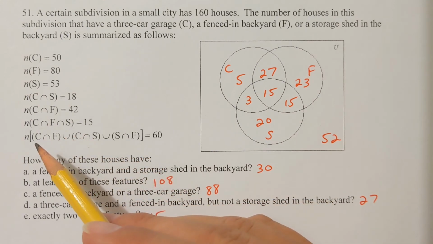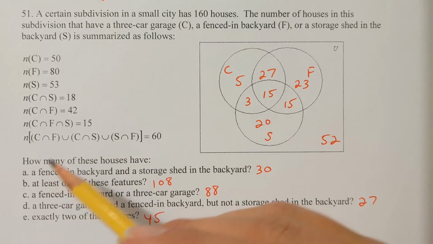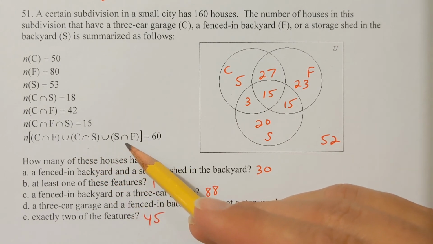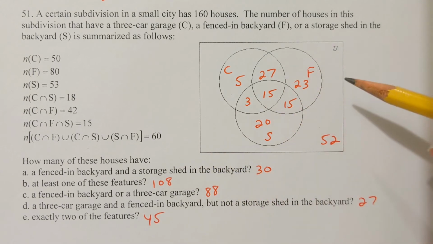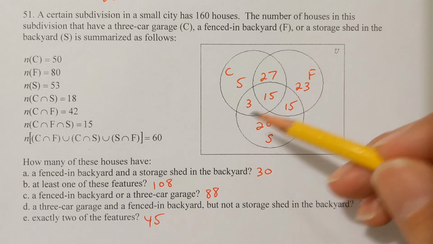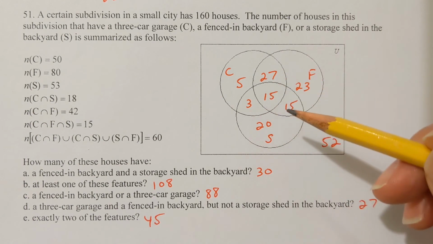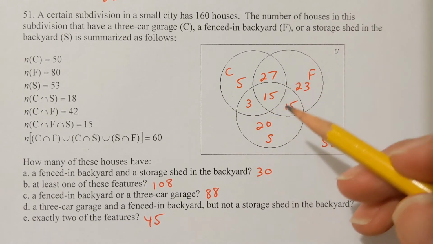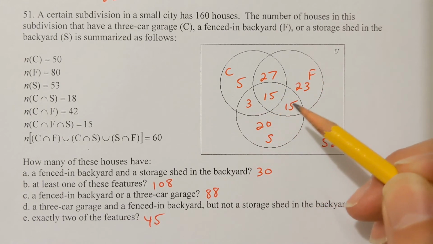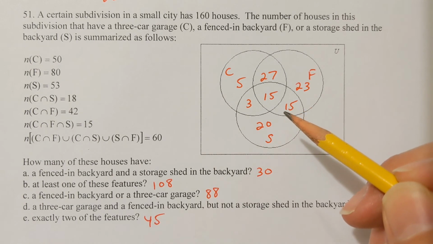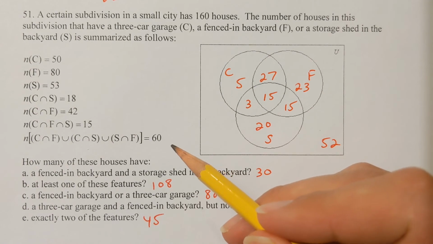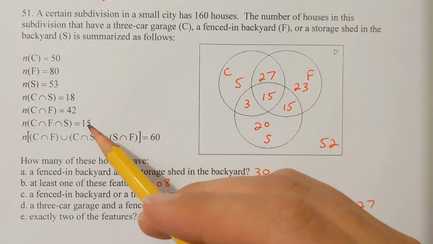Let me go to this one next. The cardinality of C intersect F union C intersect S union S intersect F equals 60. They're basically telling me that everything in this center region, these 4 categories, has to total 60. Well, 27 plus 3 is 30, plus 15 is 45. I'm going to need 15 more to give 60 total. So I've got the 4 in the center there.